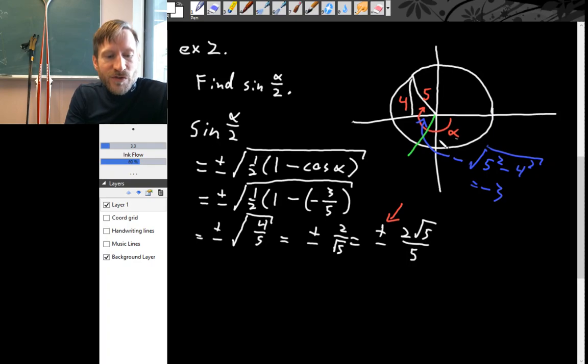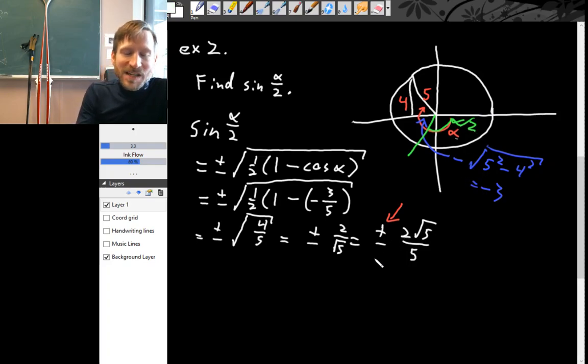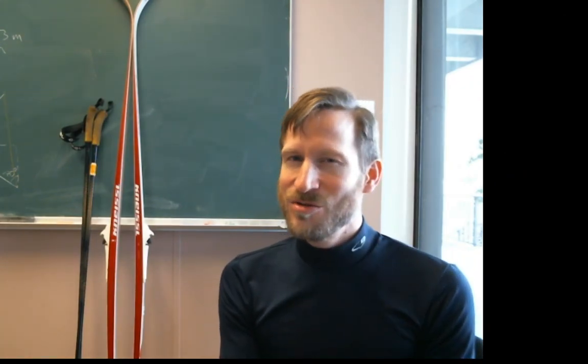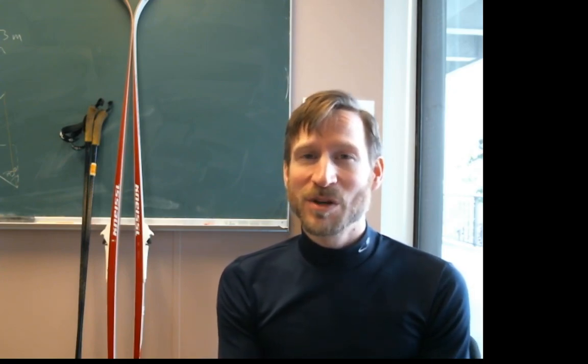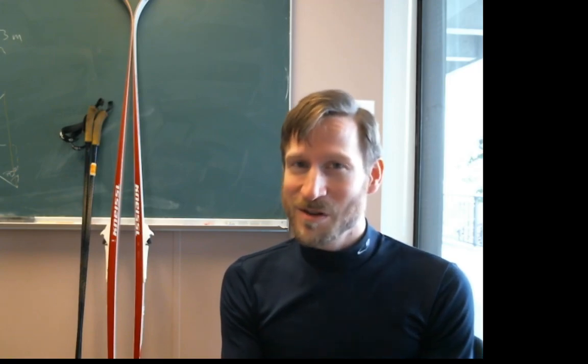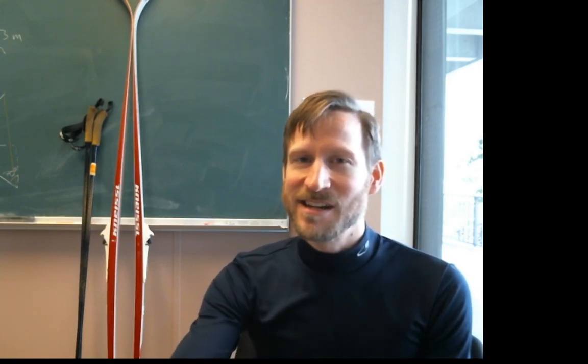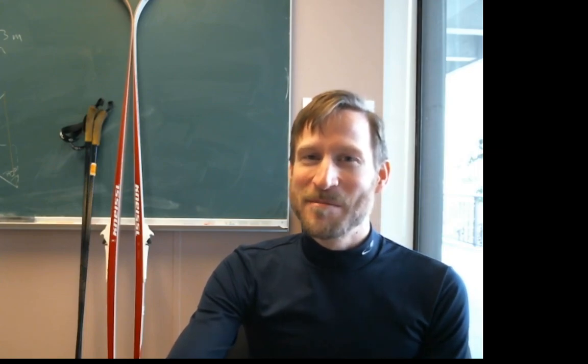So since alpha over 2 is in the third quadrant, sine of alpha over 2 must be negative. So we're going to keep the negative and discard the positive. So negative 2 root 5 over 5. And that's it. So with the half-angle identities, be extremely careful about that plus or minus. Usually in applications, you do have enough information to determine whether you need the plus or the minus possibility for the half-angle identities. So be sure to make the appropriate choice.